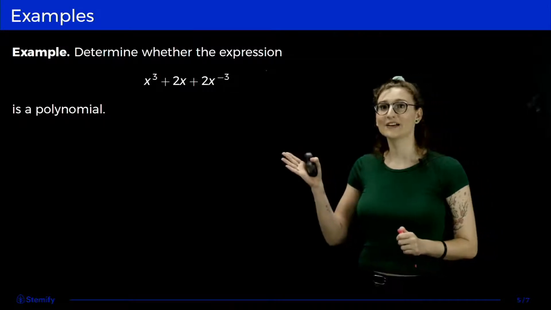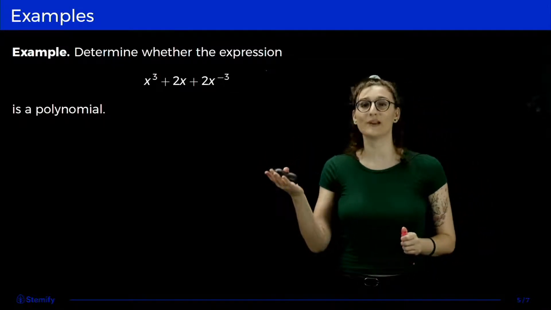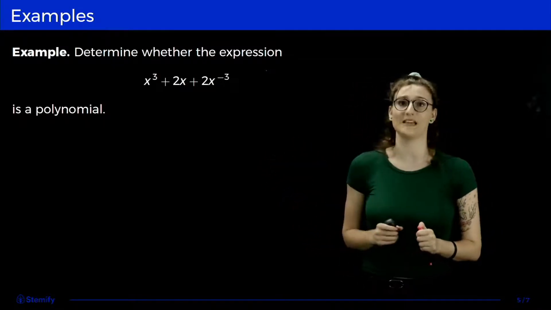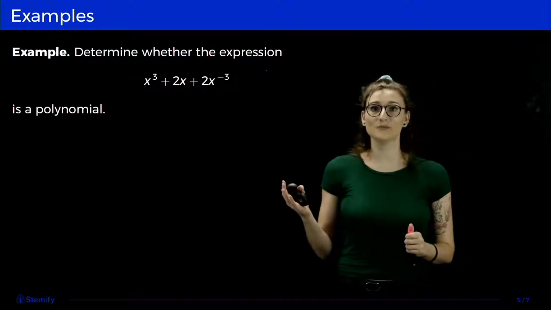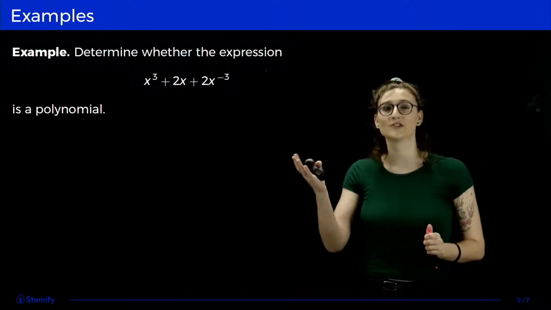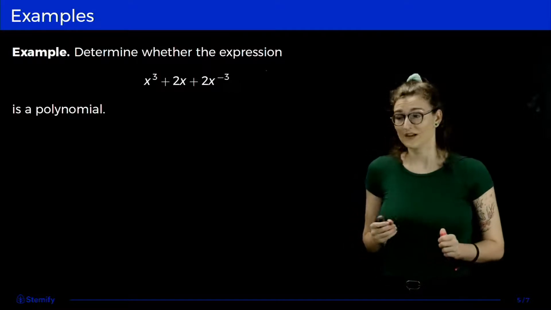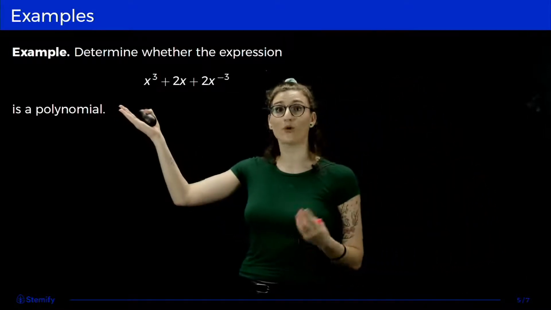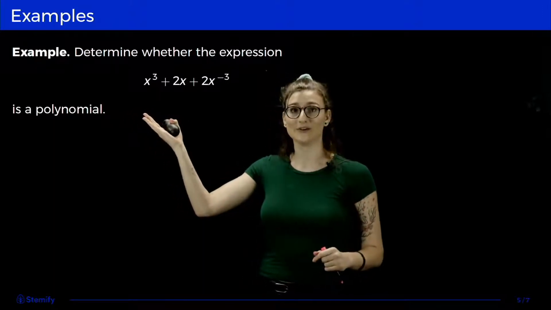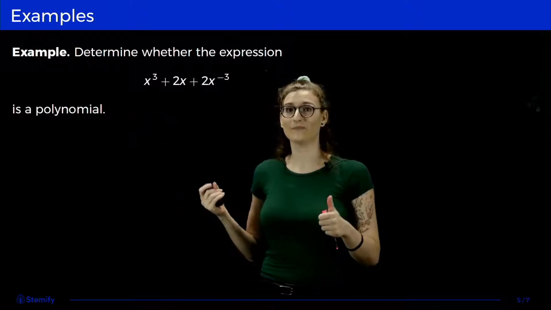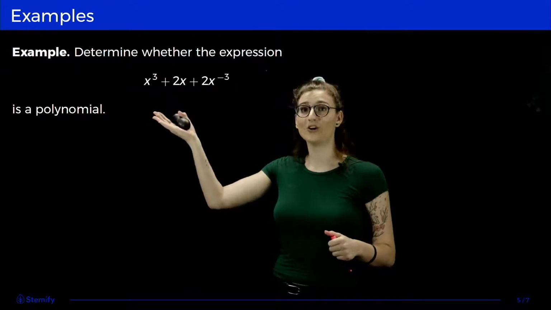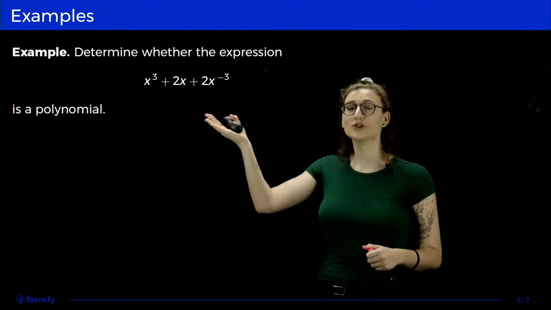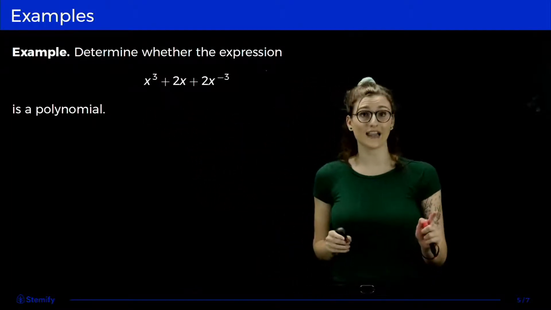All right, now let's look at this next example. So we also want to determine if this is going to be a polynomial. So we have x cubed plus 2x plus 2x to the negative 3. All right, so let's break this down with each term. All right, so our first term, or monomial, is going to be x cubed. So this is a monomial, so that's a good start. 2x is also a monomial. However, 2x to the negative 3 is not a monomial.